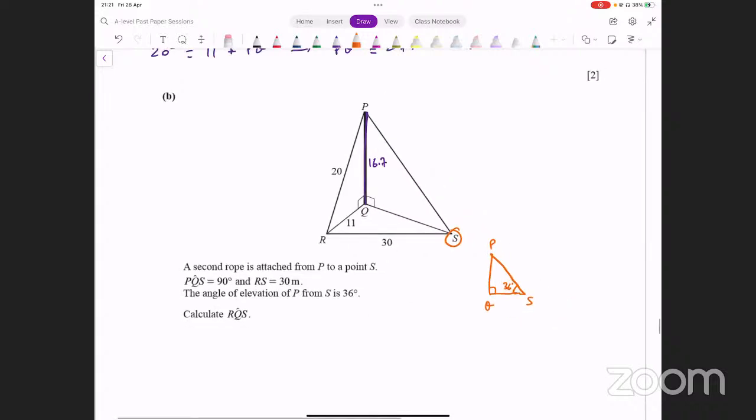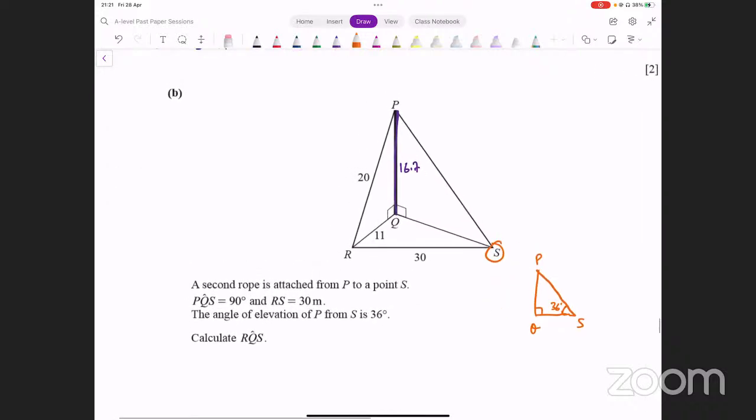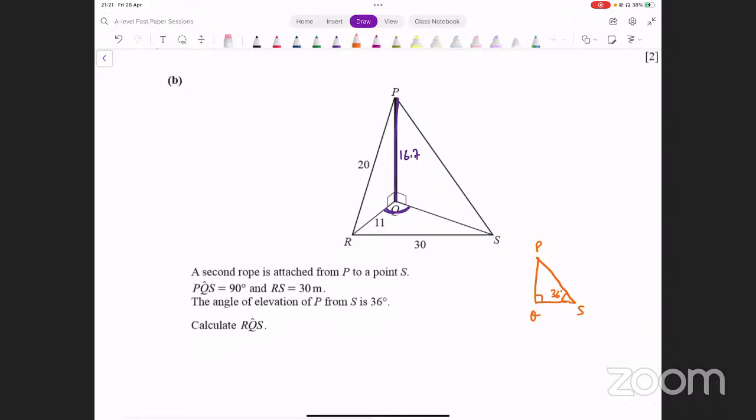Okay, we need to calculate RQS. RQS, that means we are looking for this angle. ये angle figure out करना है इसी तरह से. अब ये angle figure out करने के लिए हम triangle use कर सकते हैं RQS. वो तो right angle triangle नहीं है. उसमें हमें क्या पता है? उसमें हमें पता है एक side 11, एक और side that's 30.